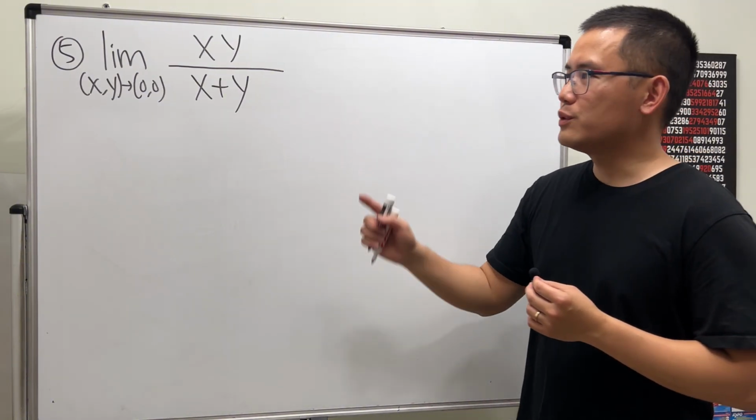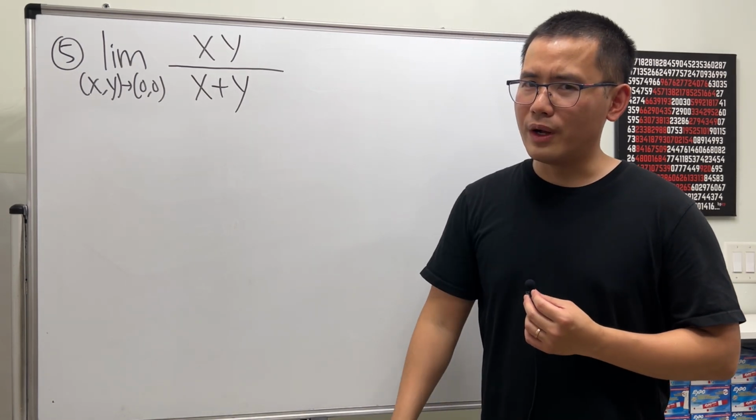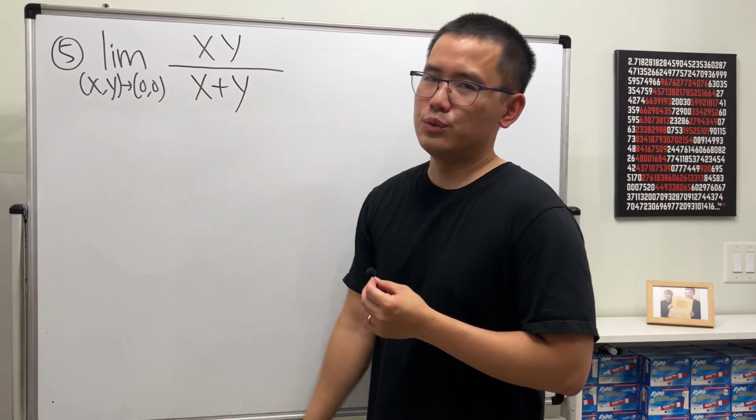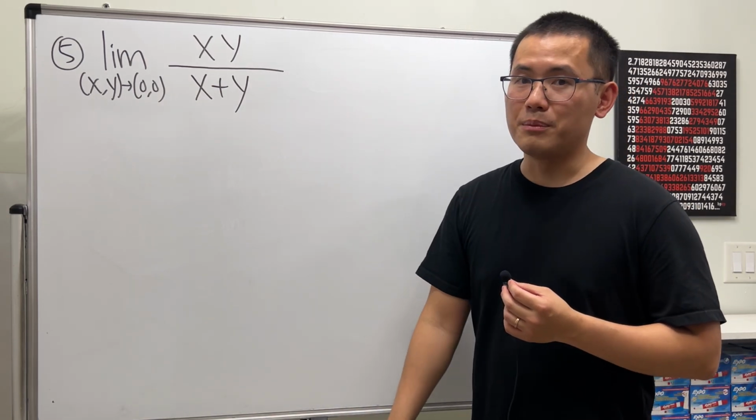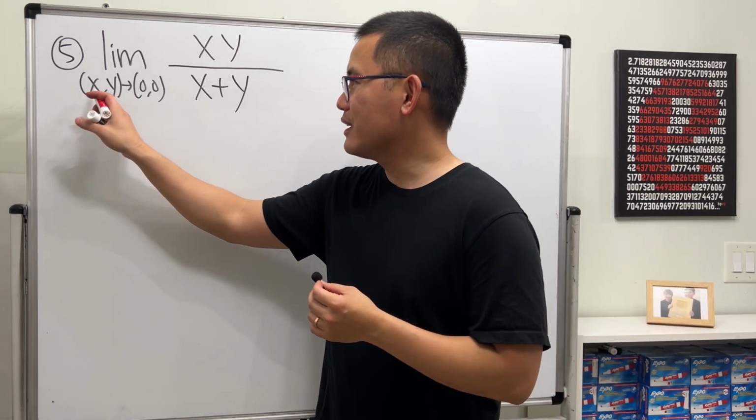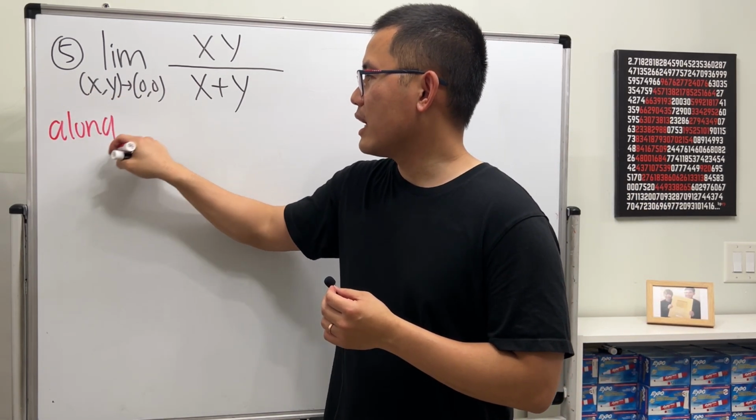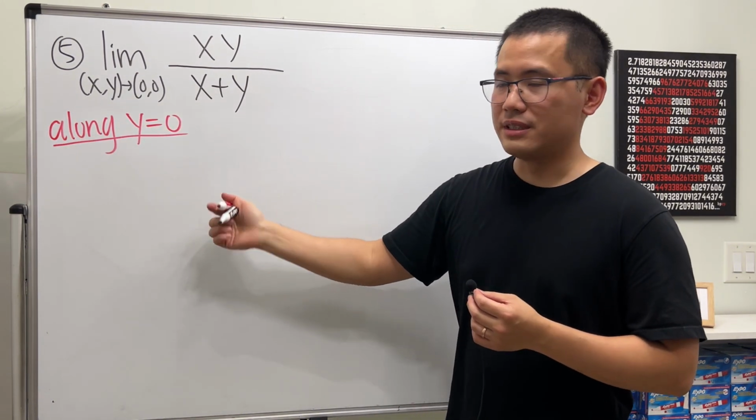All right, now let's try this one. The limit as (x, y) approaching (0, 0). And by now you might be wondering, do we always have the limit as (x, y) going to (0, 0)? The answer for that is no, but this is just a very common case. I will give you guys (x, y) approaching a different number later on though. But let's just try along y equals 0 and do the usual business.